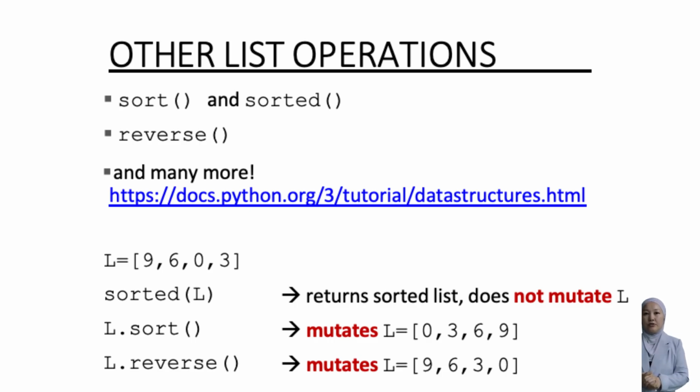Similarly, L.reverse() reverses the list in place. For example, L equals 9, 6, 0, 3. sorted(L) returns 0, 3, 6, 9, but L remains 9, 6, 0, 3. L.sort() mutates L to 0, 3, 6, 9. L.reverse() then mutates it to 9, 6, 3, 0. Remember this distinction to avoid subtle bugs.